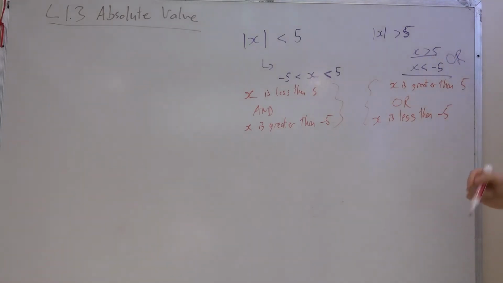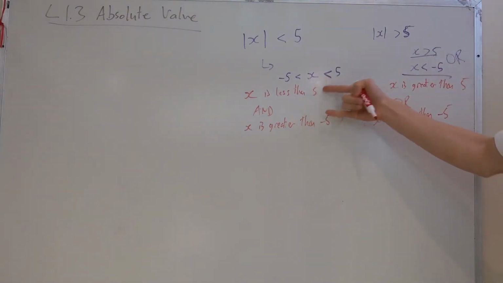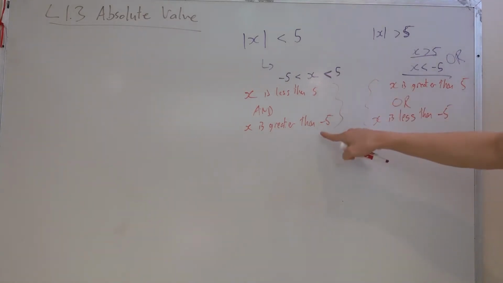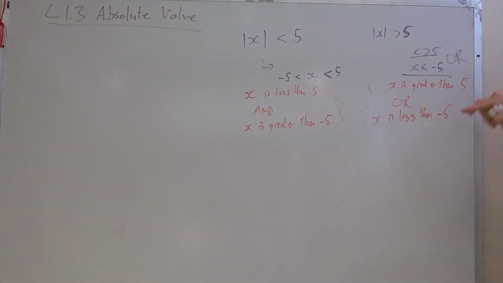Right? So all we require is that either this condition be true or this condition be true. But in this case, both conditions must be true. I can't just take any number less than 5. I need to take a number that is less than 5 and greater than negative 5. Okay? But this one, it can be either or. Okay? It doesn't have to be both.